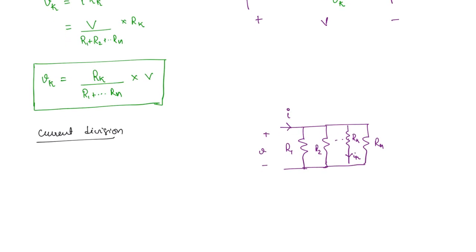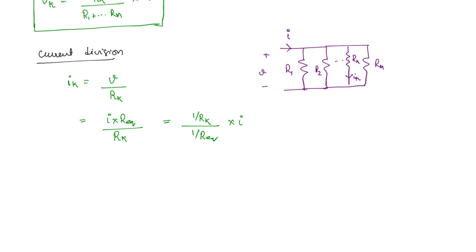So we can write Ik using the same Ohm's law: the voltage across the resistance divided by the resistance value, which is Rk. Now the voltage you can write as I into R equivalent, divided by Rk. Now this you can write as 1 by Rk divided by 1 by R equivalent, into the total current. We got into this form because it is a parallel connection, and R equivalent we can write easily when it is given as 1 by R equivalent.